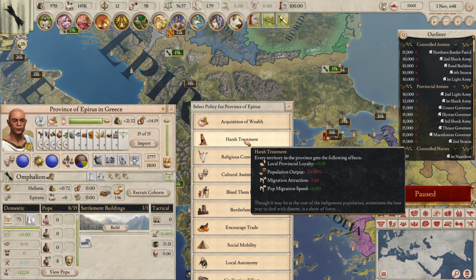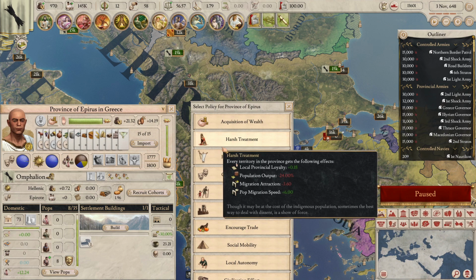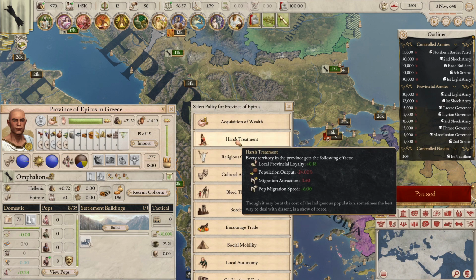The next policy is the one of harsh treatment. This increases province loyalty. To see this, I will show you the loyalty bar here. If this bar is full, then the province is loyal. If this bar is low down and basically not very full, it means that the province is not loyal at all. The harsh treatment increases this province loyalty by a certain amount per month. It increases the province loyalty through fear and increases pop migration speed. That's because they can't wait to get the hell out of this province.